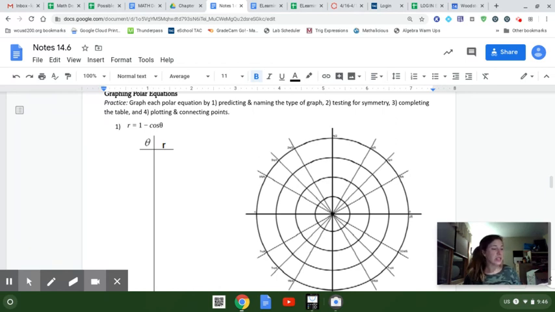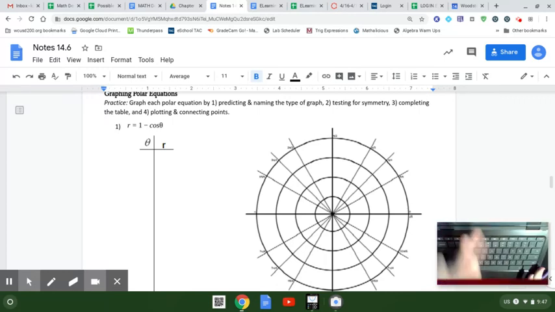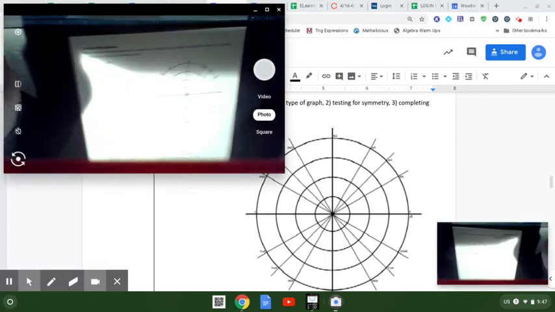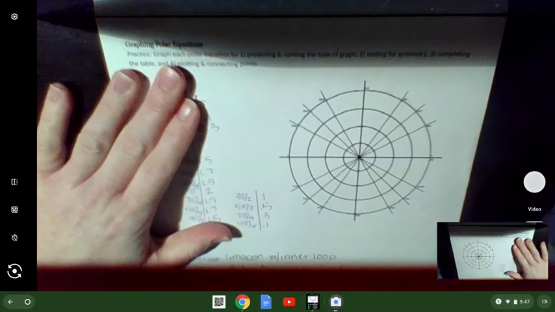Now, 3 we did together already. 4, I have not plugged the values in. You'll see my table, you'll see I have all the theta values listed. I haven't plugged them in yet, and there's a particular reason for that. So flip this thing over. Here we go. And we are going to start with 1.